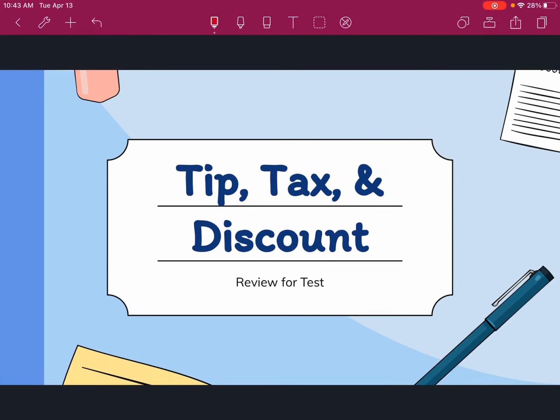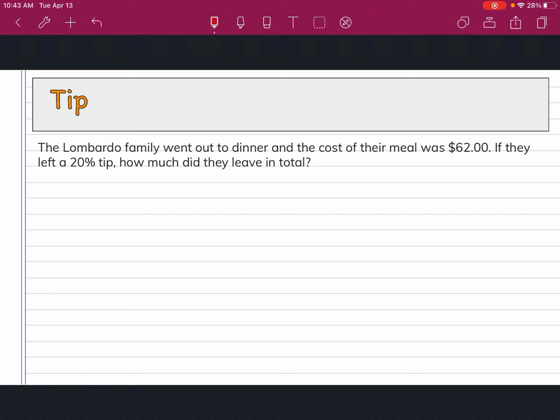Today we're going to review tip, tax, and discount for our test. First problem is about tip. The Lombardo family went out to dinner and the cost of their meal was $62. If they left a 20% tip, how much did they leave in total?